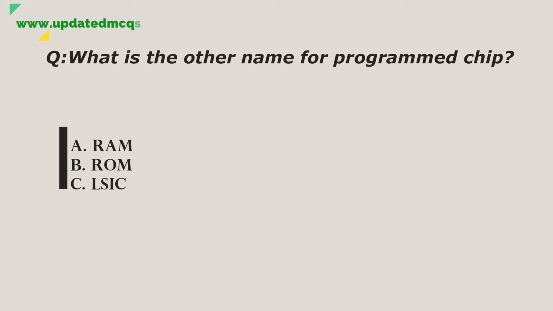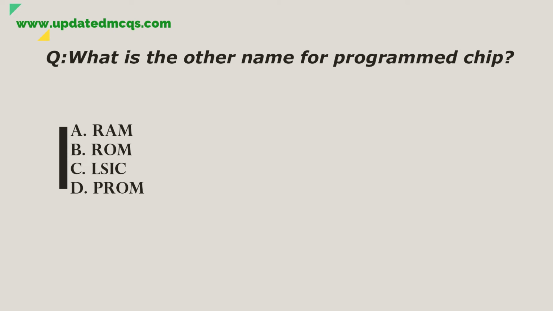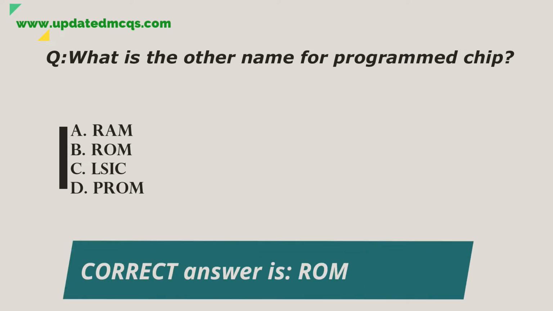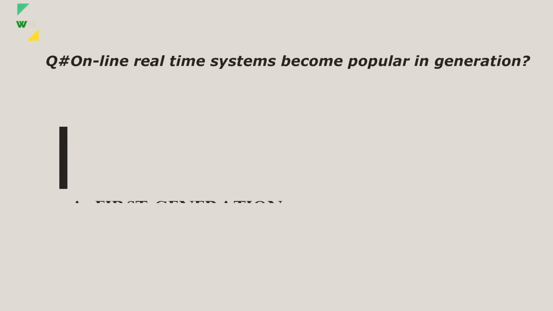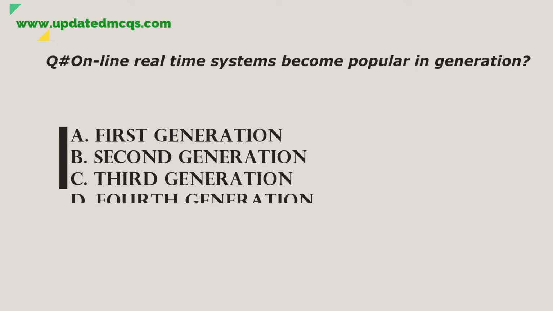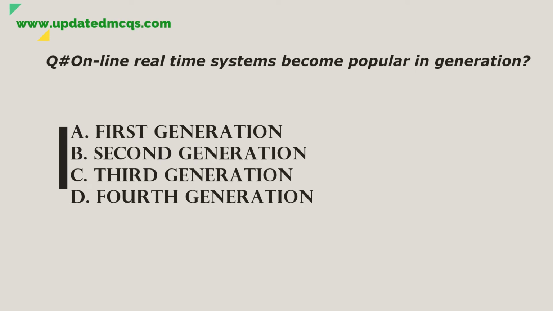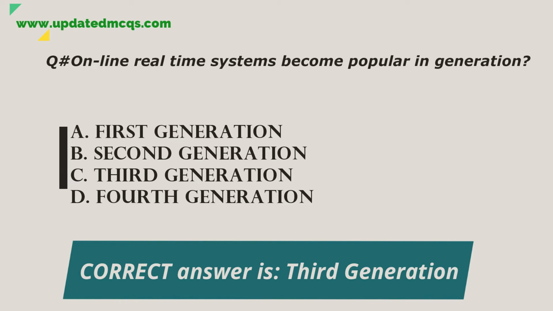What is the other name for programmed chip? Read-only memory, ROM. Online real-time systems become popular in which generation? Third generation.